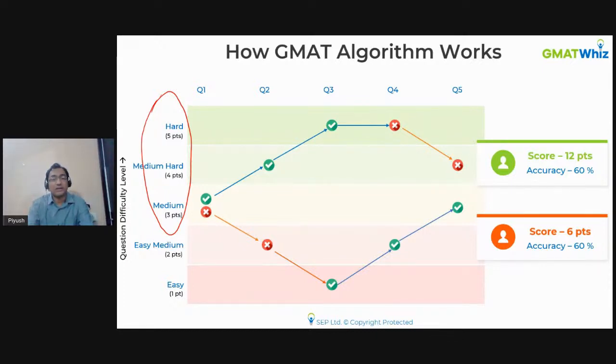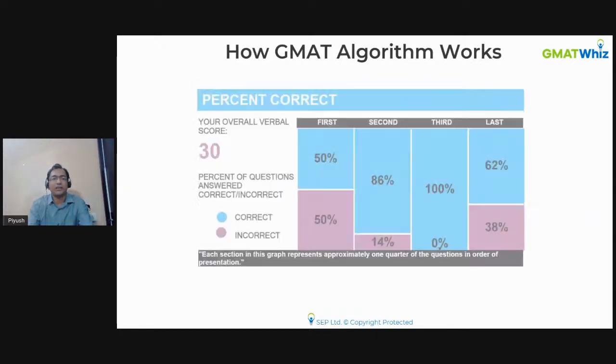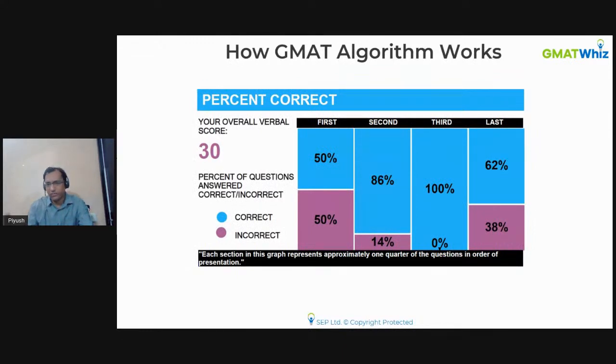And let me take a real case study now, of one of the students whom I worked with earlier. This ESR report is the report of that particular student's verbal section performance. I'll take a minute to help you understand how to read the report. The report tells you the accuracy of the student in 4 quarters: first quarter, second quarter, third quarter, and fourth quarter.